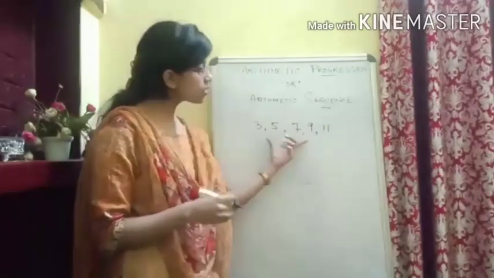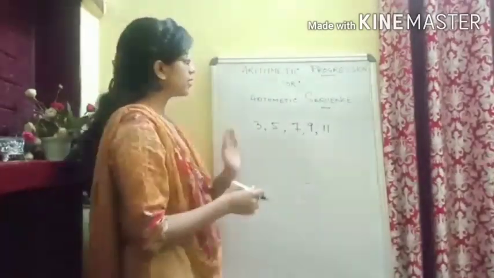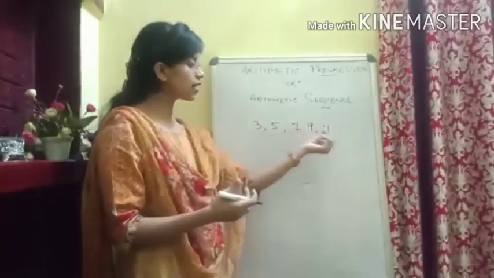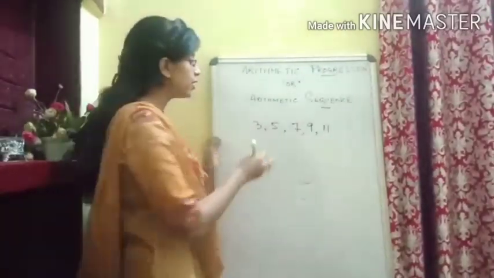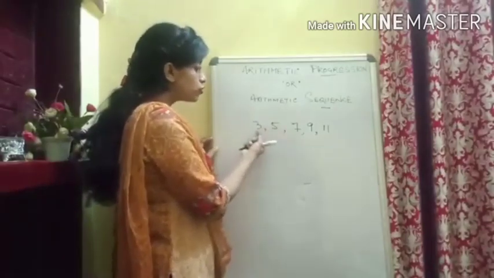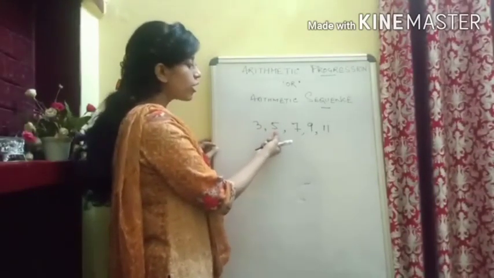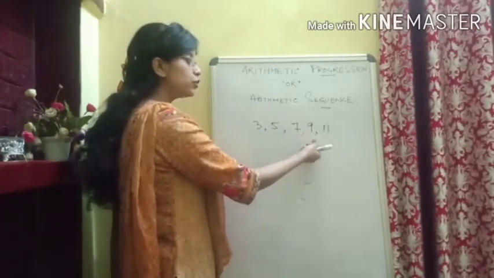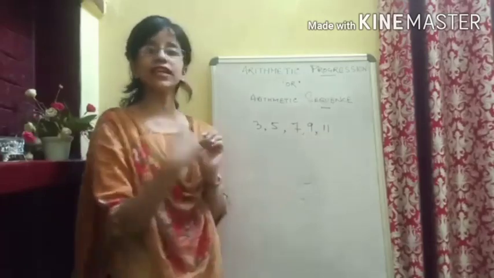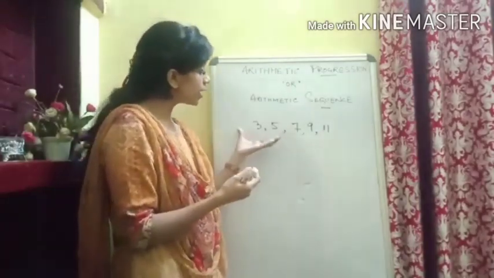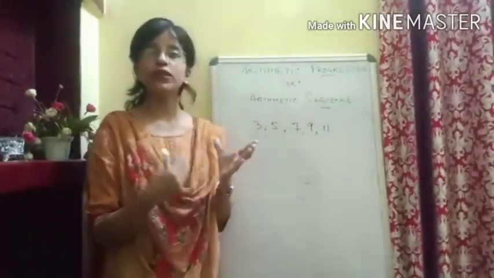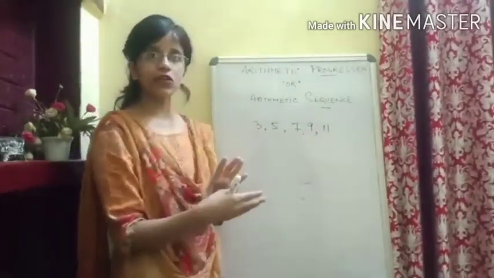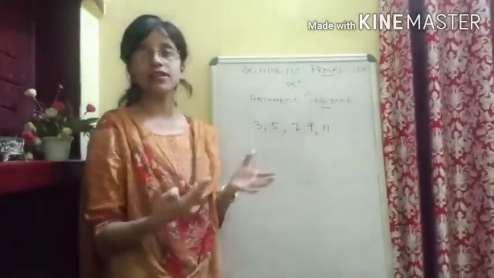So if you see, these are some group of numbers. They are advancing, they are increasing in such a way that we can find that there is actually a pattern. They are following a pattern. Like when you add 2 to 3, you will get 5. When you add 2 to 5, you will get 7. When you add 2 to 7, you will get 9. When you add 2 to 9, you will get 11. That means we can see that these group of numbers are following a particular pattern, and that's how these group of numbers can be called a progression or a sequence.